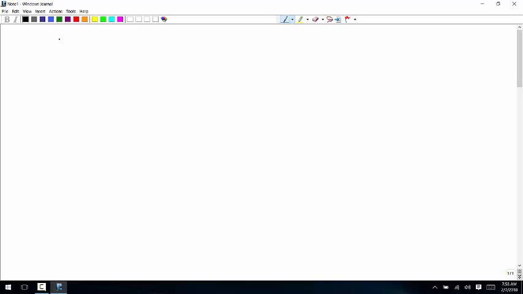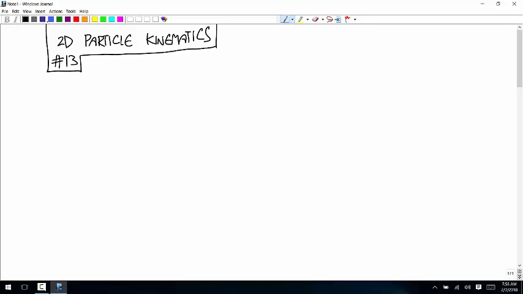So this is 2D particle kinematics. Number 13. It says a person's capable of swimming 4.5 miles per hour across a 0.15 mile wide river. We did a problem pretty similar to this in class.